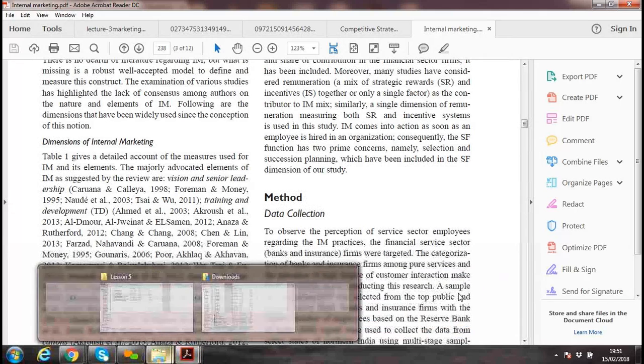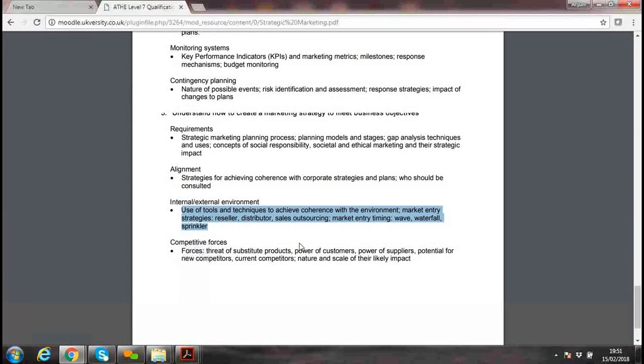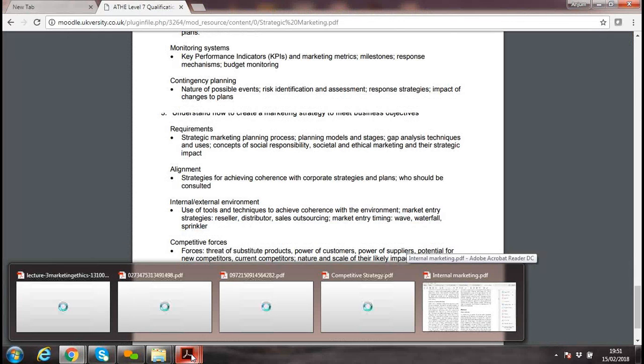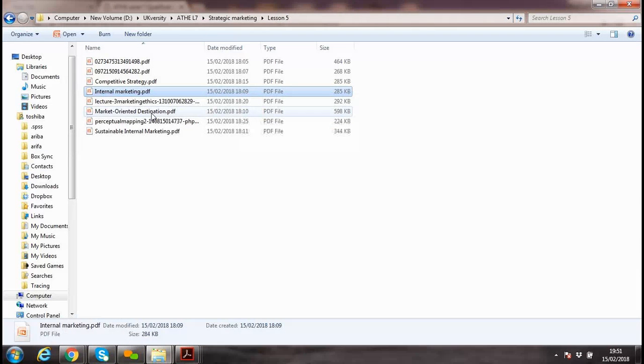Okay, we'll move on now. Next we'll go through the competitive forces as well. Within that we'll discuss those forces, four or five forces. So before that, I'll show you a couple of others.